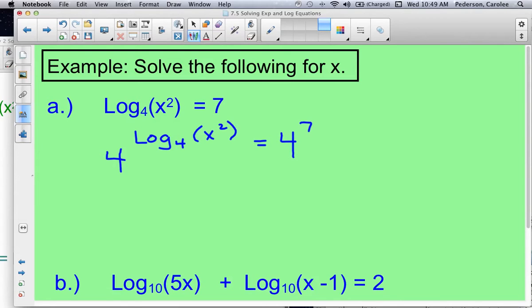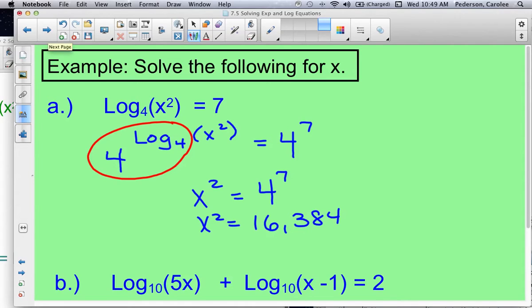So what happens is this 4 raised to the log base 4, what I'm circling here are inverses of each other. So now we're just left with the left side of just x squared. On the right side, we have 4 raised to the 7th power. Now we can go ahead and use our calculator. 4 to the 7th power. So remember, you go 4, little caret symbol, and then 7. And we get 16,384.